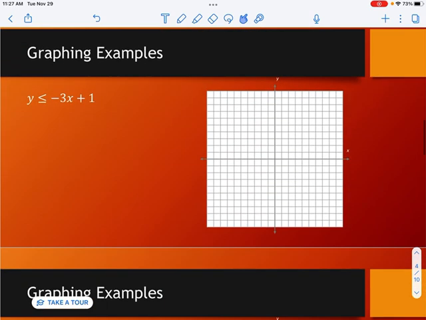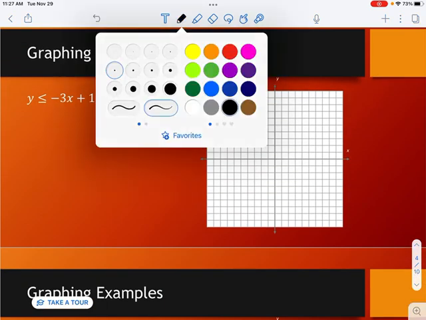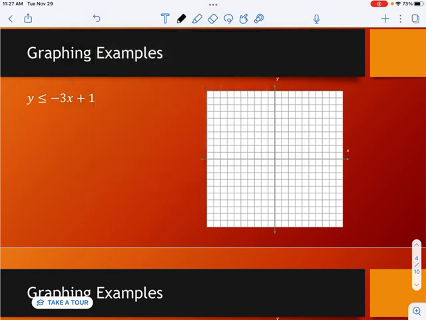Okay, let's try another one. We come back, we start off again. I say my slope is -3, my y-intercept is 1. I look at the symbol itself, it's less than or equal to, so it is going to be a solid line. So I start here at 1. From there, I go down 3, 1, 2, 3, right 1, and then down 3, right 1 again. It's a solid line, so I draw that in, and there is my line.